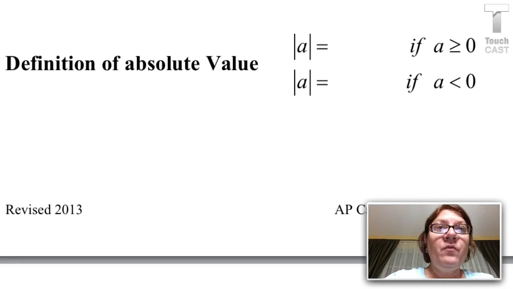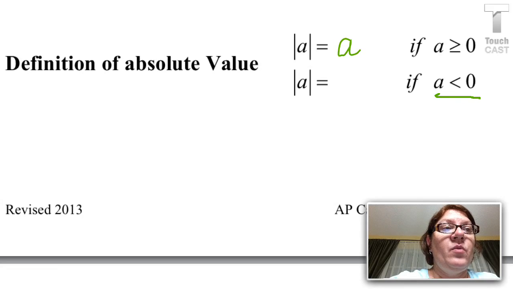Absolute value will work with a lot this year, so it's important that you understand the definition. If the inside is positive, then it's as though we're removing the bars. But if the inside is negative, and this is the way to say that it's negative, then we're taking the opposite of which we see, so it would be negative A.